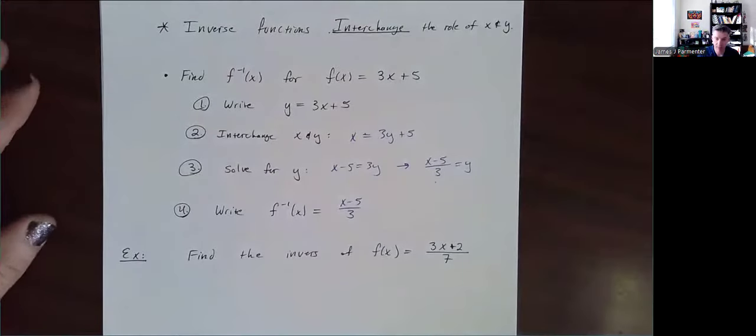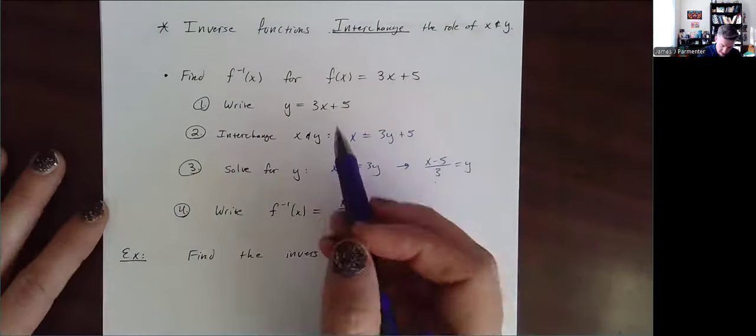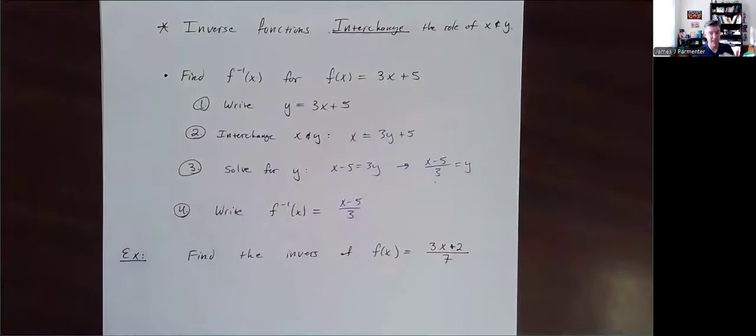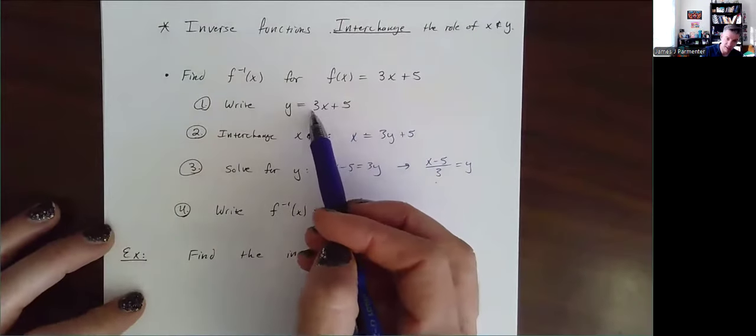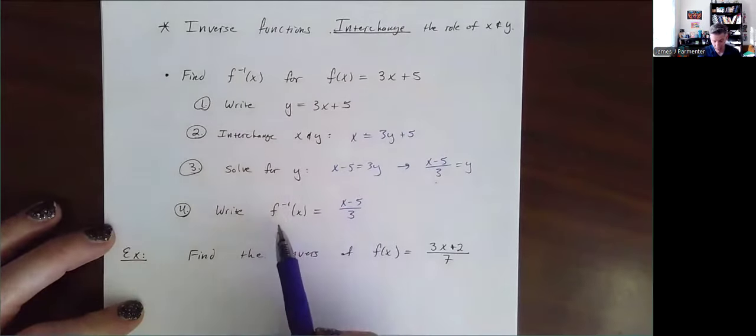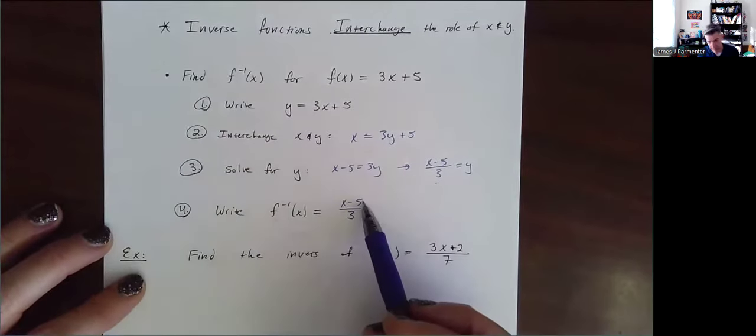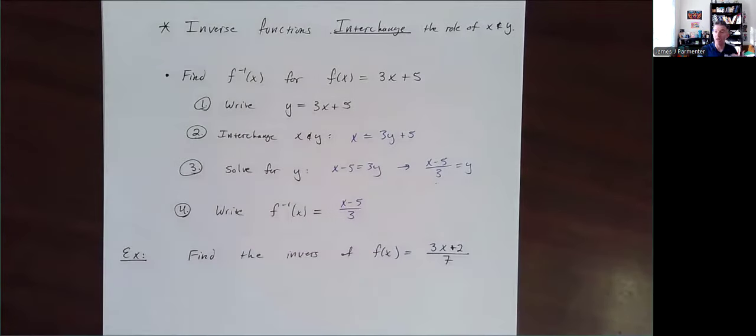And again, for these linear ones, it's easier to see that they really are undoing what the other one does. This function takes an input of x, multiplies by 3, and then adds 5. This inverse function undoes that by first subtracting 5 and then dividing by 3. So you're exactly undoing the things you did in the opposite order.